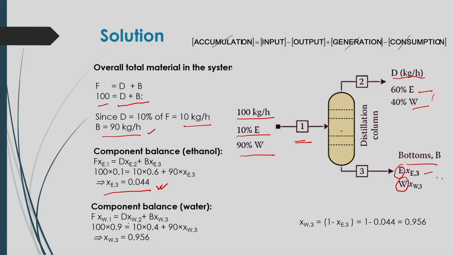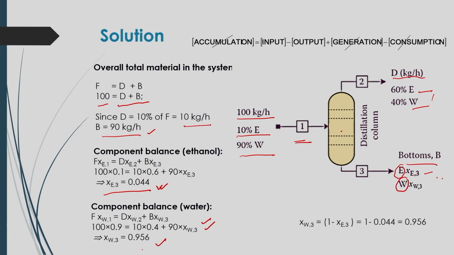Similarly, we can do the material balance for the component water here. In the same fashion we can solve this for Xw3, that means the composition of water in stream 3, and it is coming 0.956.